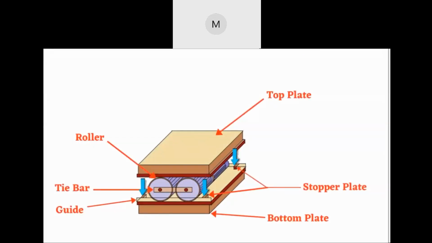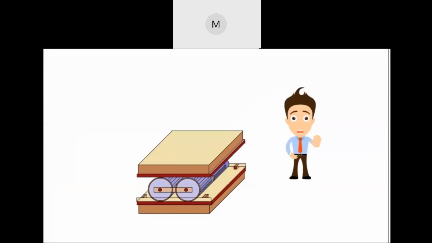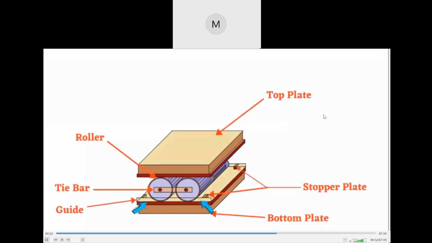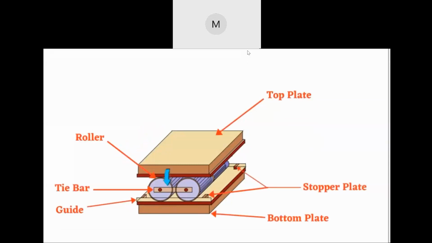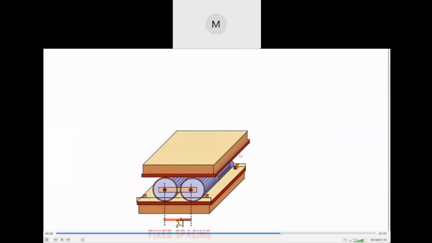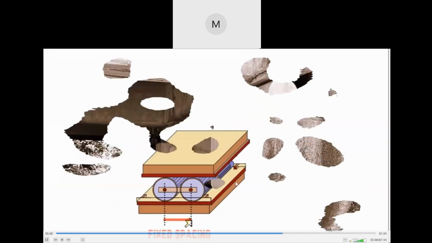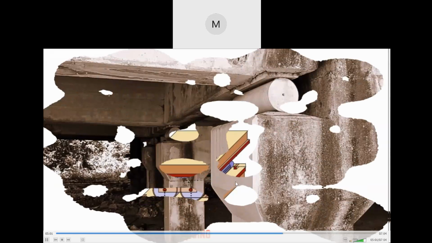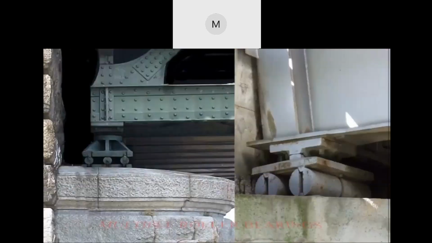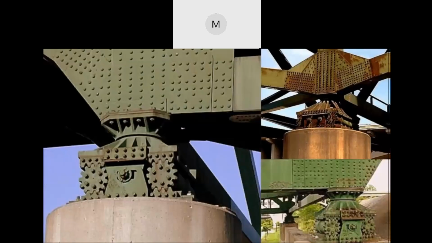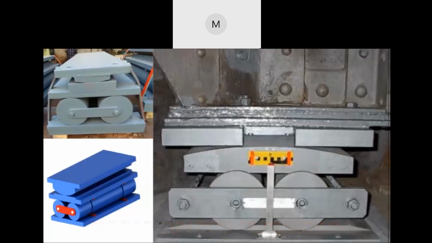These are stopper plates, which prevent overrolling of the rollers. And this is the guide, which prevents movement in the transverse direction. This tie bar maintains the fixed spacing between the rollers during movement. There are different types of roller bearings available: single roller bearings, multiple roller bearings, gear roller bearings, and rocker cum roller bearings.